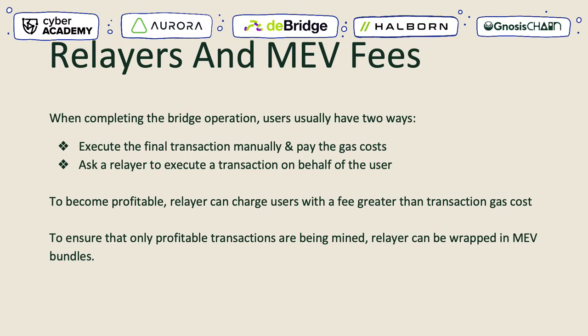And if we decide to develop such a relayer, then in order to make it profitable, it just needs to take some fee from the user, which should be larger than the expected gas cost of the send transaction. There is also a nice way of ensuring that only profitable transactions for the relayer are eventually included on-chain, which is by using the MEV bundles. If we wrap a specifically crafted transaction in the MEV bundles, we can ensure that only profitable relayer transactions are eventually mined and included in the Ethereum blocks.